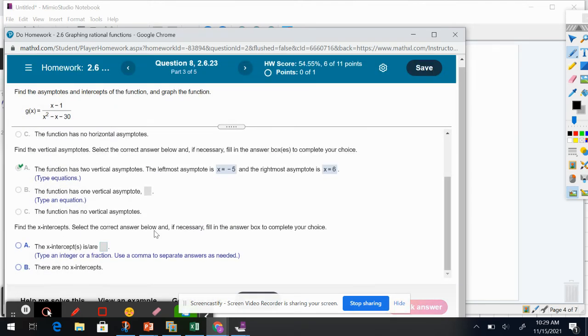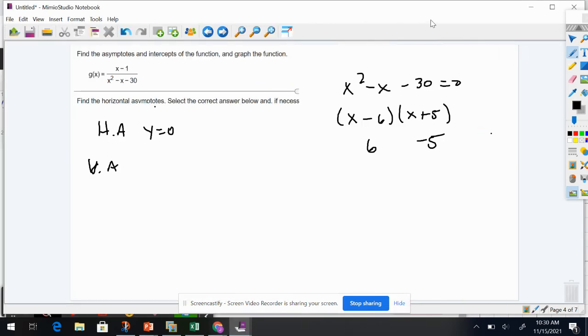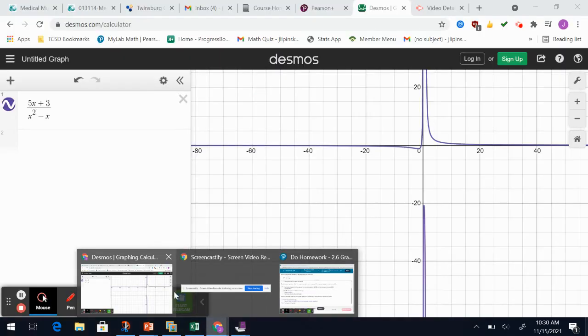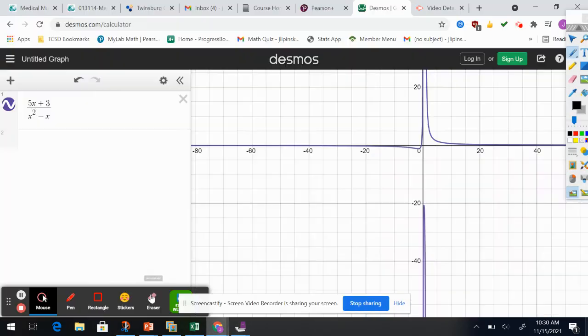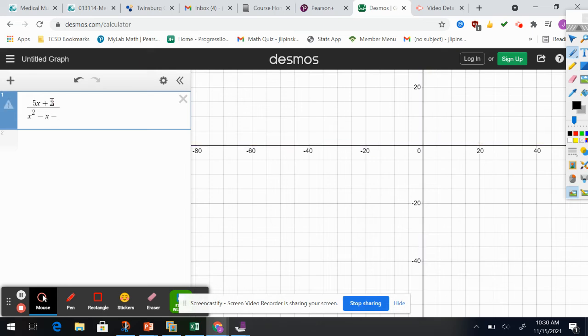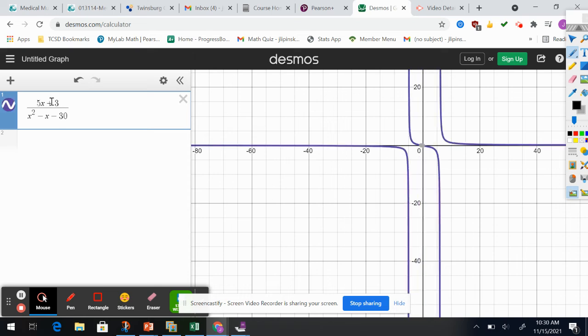Then it asks to find the x-intercepts. So to find the x-intercepts, I have to graph this. I go back and graph this. What was it? x minus 1, over x squared minus x minus 30.